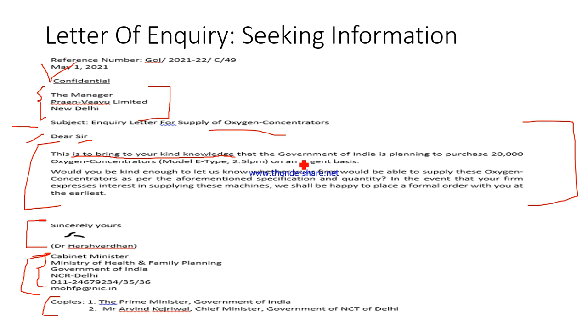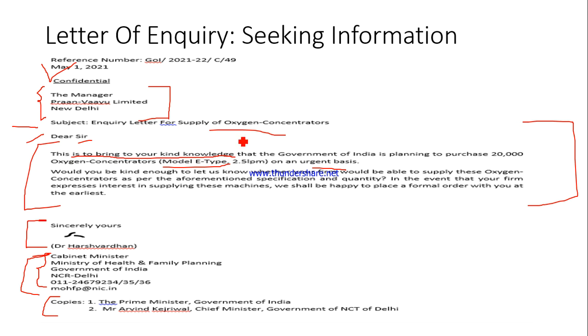So this is to bring to your kind knowledge that the Government of India is planning to purchase 20,000 oxygen concentrators on an urgent basis. So we have also given the specifications of the concentrators, because oxygen concentrators may come in different shapes, sizes, variations. For example, a particular TV, if you want to purchase, there are so many variations. The screen size might be different. It could be a black and white or a color TV or an LED. So there are so many variations. So you have to be very, very specific.